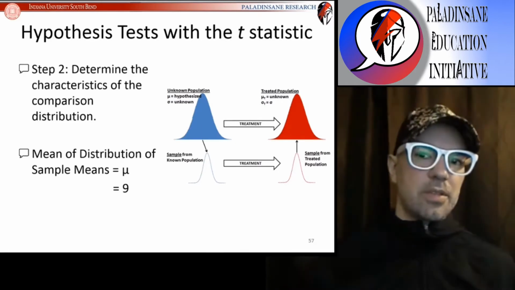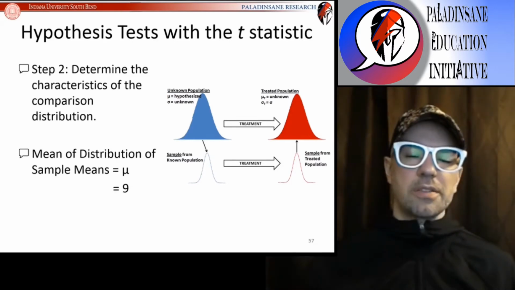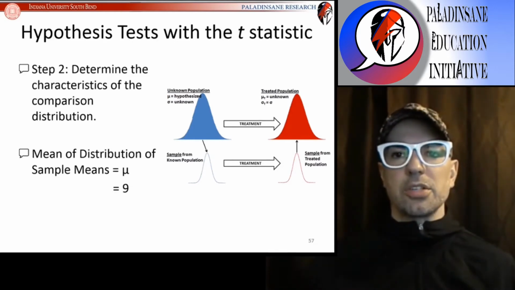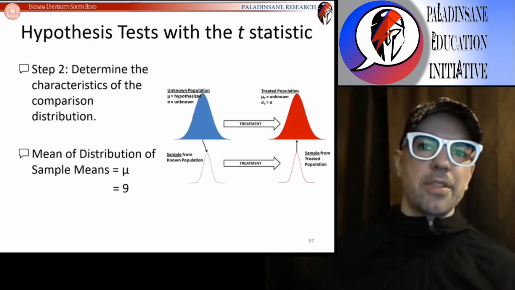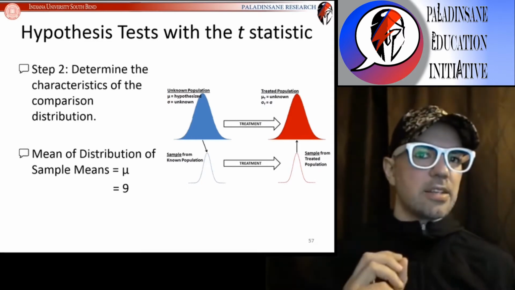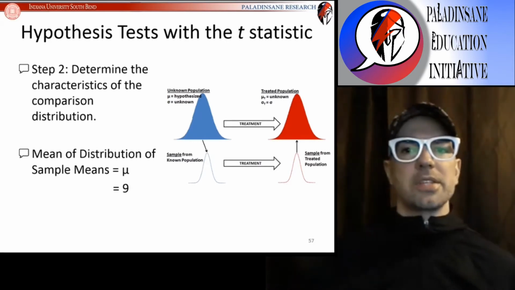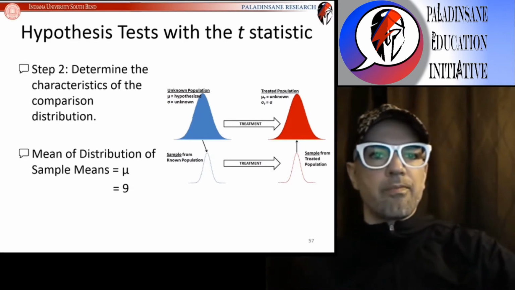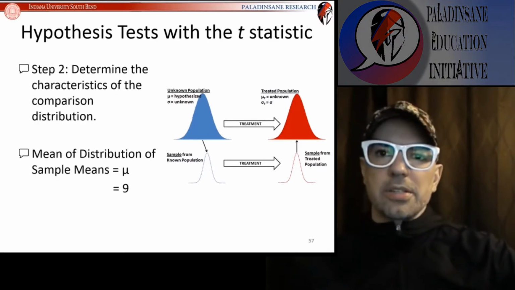That's what would happen if the null hypothesis was true. So the mean for your distribution of sample means, the mean for your comparison distribution, is your hypothesized mean if the null hypothesis was true. Remember that as a very key point. It's your hypothesized mean if the null hypothesis was actually true. So we have our mean for our comparison distribution.